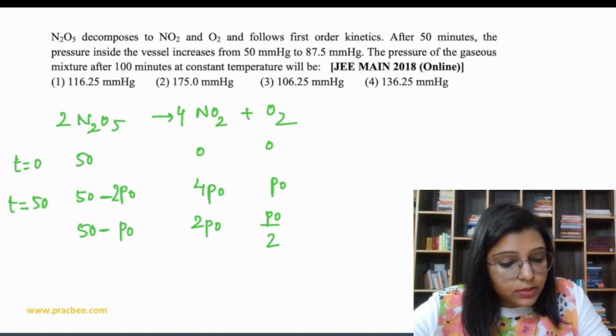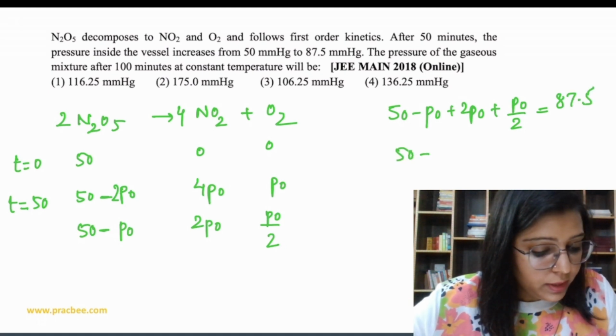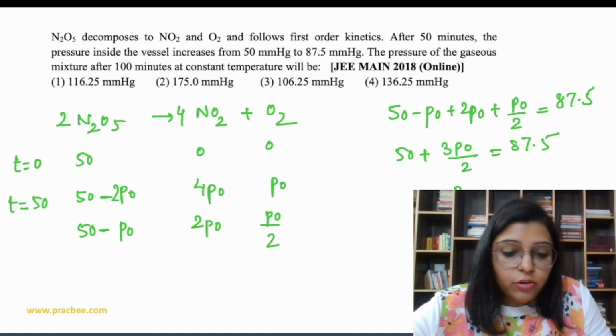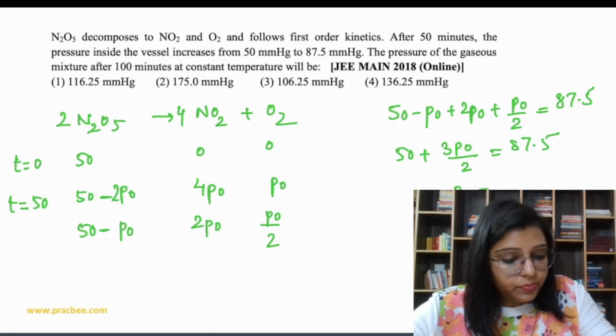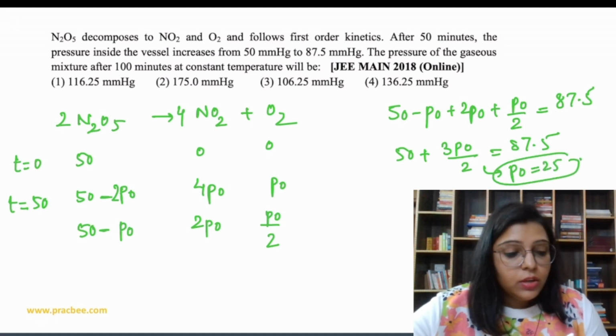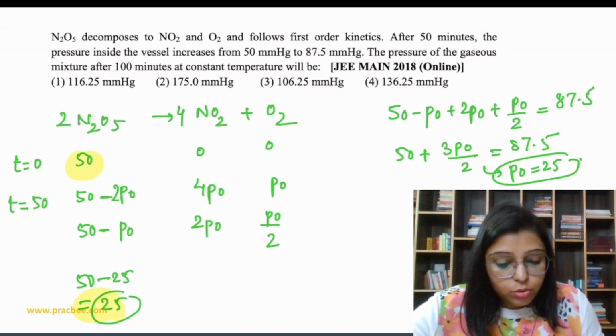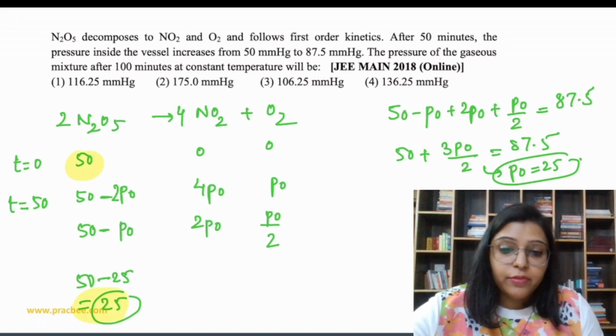So this is 2P naught and this is P naught by 2. So after 50 minutes, we get 50 minus P naught plus 2P naught plus P naught by 2, that is equal to 87.5. Fine. So let's solve this. We get 50 plus 3P naught by 2 is equal to 87.5, right? So the value of P naught comes out to be 25. If P naught is 25, then 50 minus 25 is 25. So see, pressure is reduced to half.